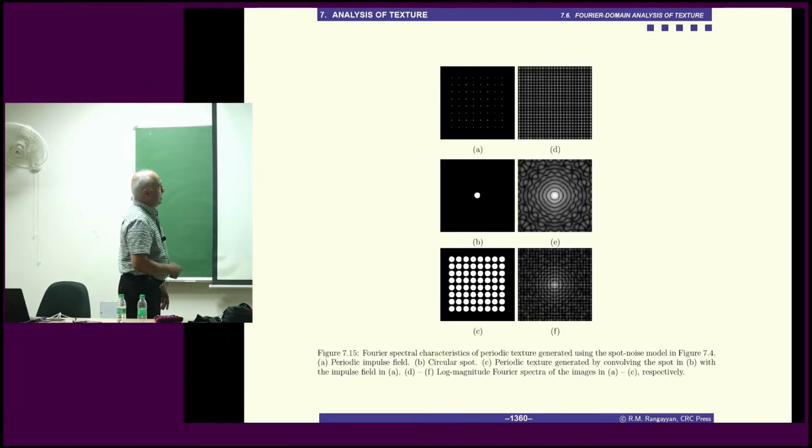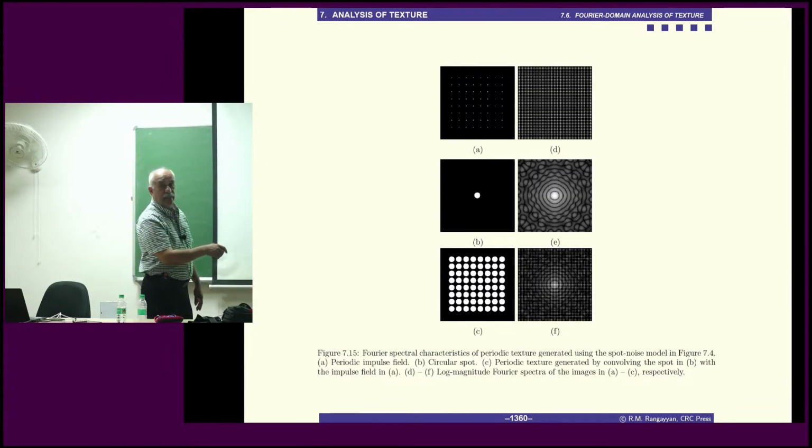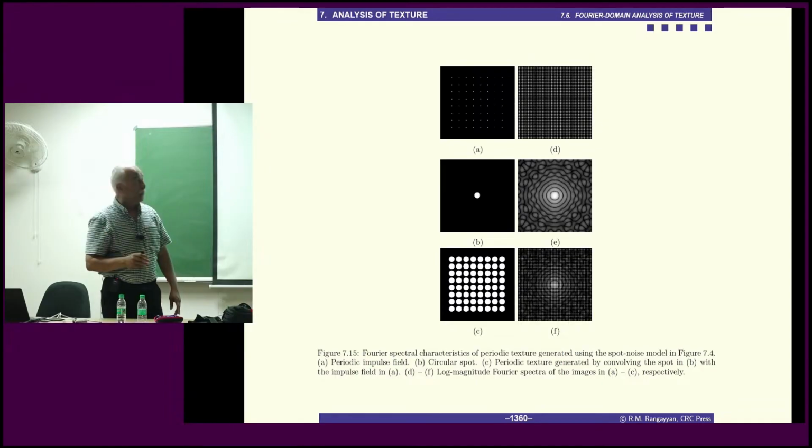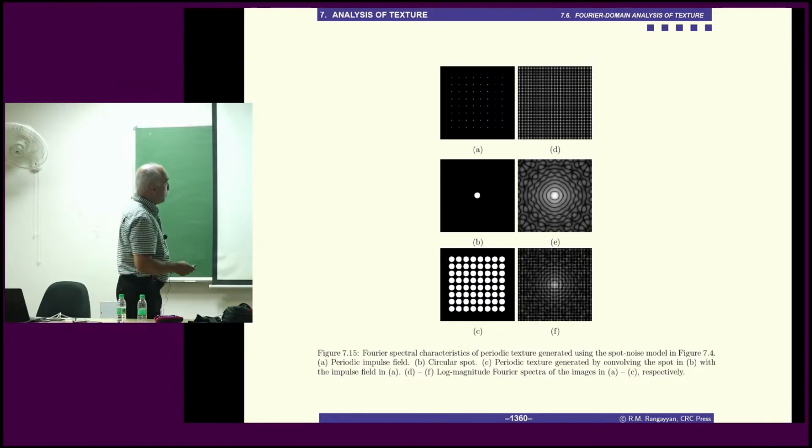So here are some examples. The impulse field. I didn't put impulses at the end. The Fourier transform of that is another impulse field. The Fourier transform of an impulse train is an impulse train, periodic. You have seen that in sampling. But the spacing is the inverse.